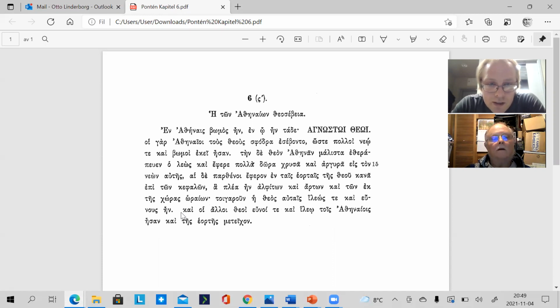Well, last sentence then. Okay, and other gods were both gracious and well disposed to the Athenians, and... I can't read my writing here.